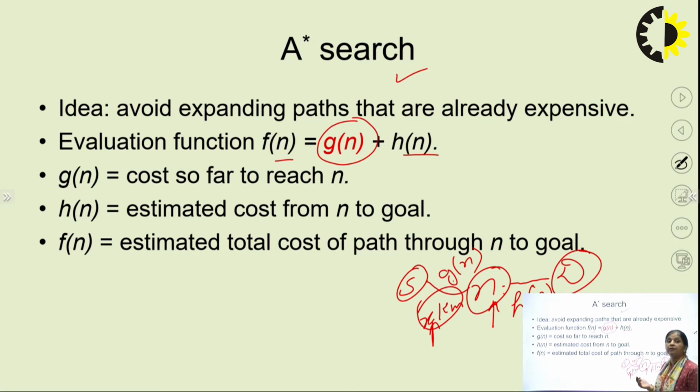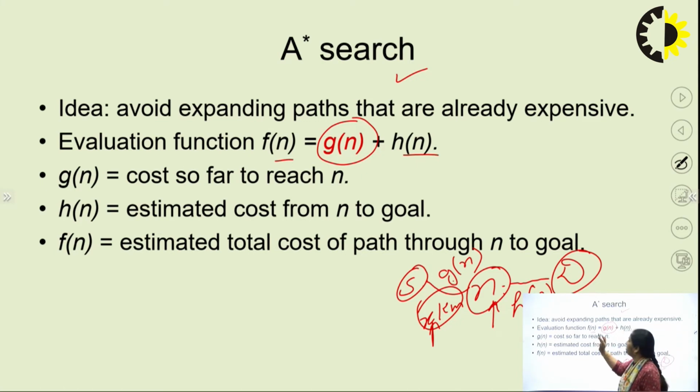Or if I take the metric as time, then I can say that 1 hour I have already paid. I have moved from S, that is start, to some intermediate node, and further I am having the estimate that it will take 1 more hour. So that is my estimate.